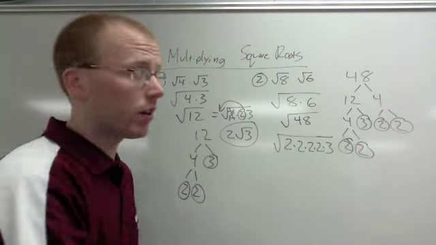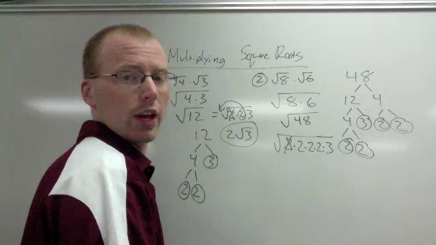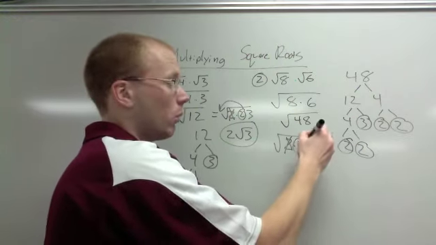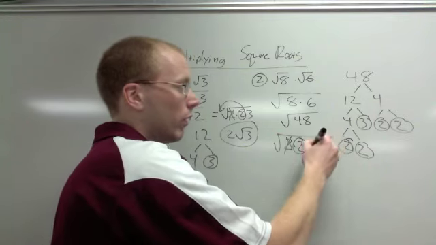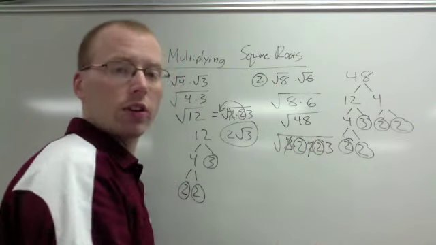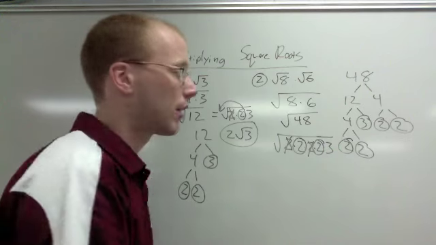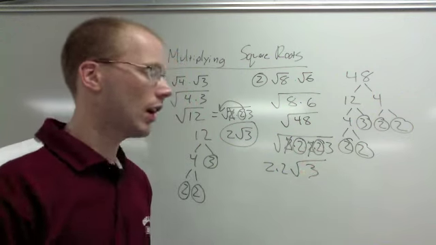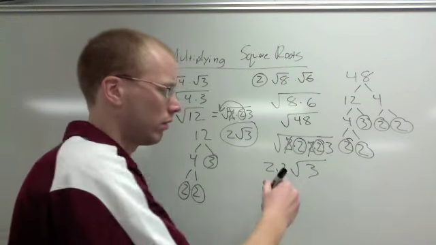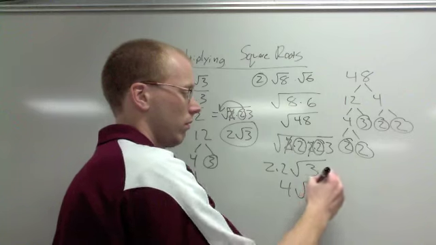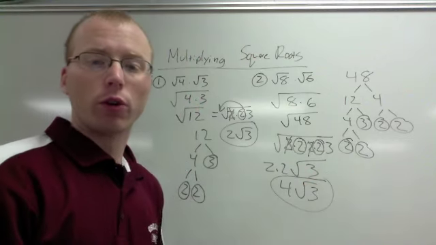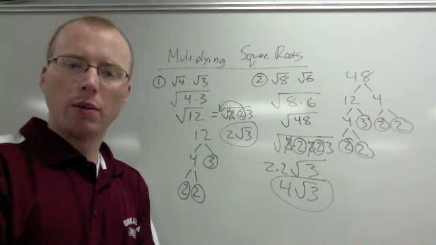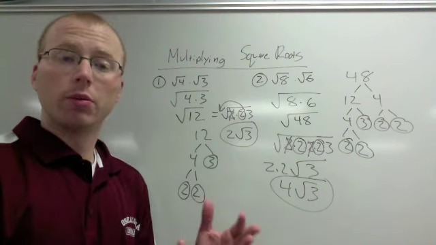Using bail or jail again. One of my 2's cancels. One goes free. I have 2 more 2's. One cancels. One goes free. My 3 is stuck. It has no other 3's to cancel with. So out front I have 2 times 2. I have the square root of 3 on the inside. So we get 4 square root of 3. So again, we multiply square roots, multiply both numbers together, and then simplify if you can.